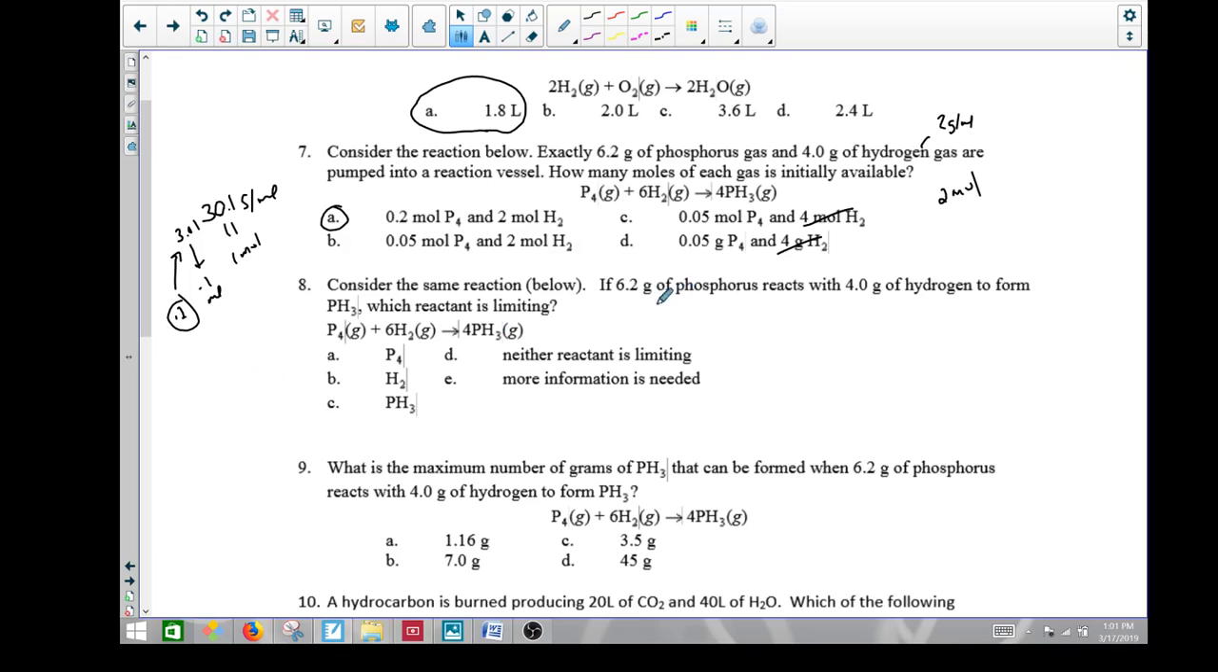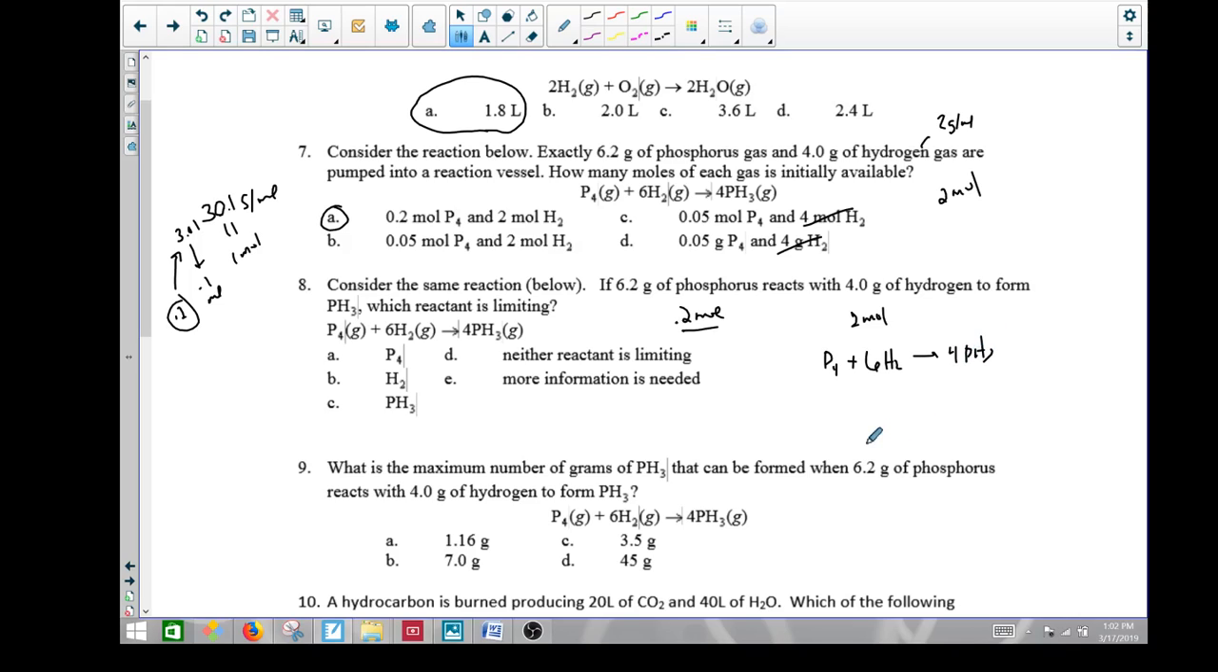All right, 6.2 grams of phosphorus, which is 0.2 moles, and 4 grams of hydrogen gas, which is 2 moles, form PH3. Which is limiting? Well, we have less of the phosphorus, so maybe we think that's limiting, but the hydrogen is used like 6 times faster. So it's tough. So let's see what we got here. P4 plus 6 H2 yields 4 PH3.